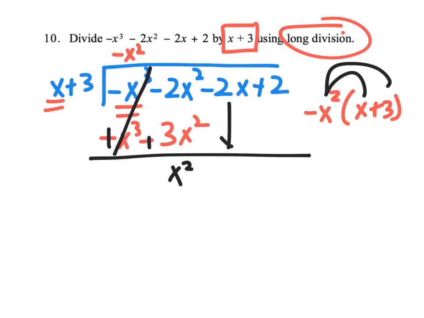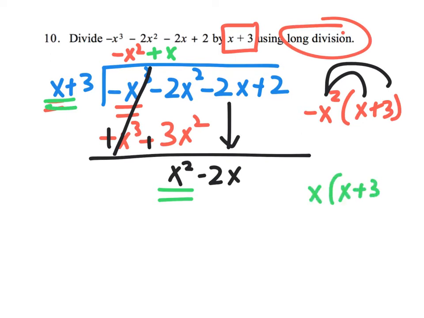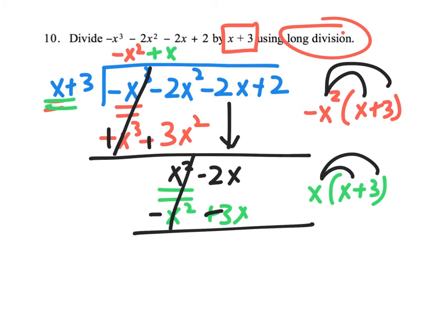For now, I'm just going to bring down the next one, minus 2x. Again, now I'm looking for something that multiplies to x squared. Using that x, we're going to have a positive x on top. Off to the side, I'm going to do x times x plus 3. Again, we're going to distribute that x. When I do that, I get x squared plus 3x. We are going to flip our signs. So we have minus x squared and a minus 3x. My x squares cancel. Negative 2x minus 3x gives me negative 5x. And then we're going to bring down the 2.